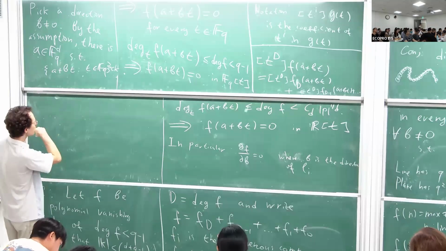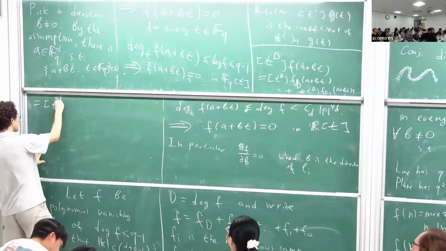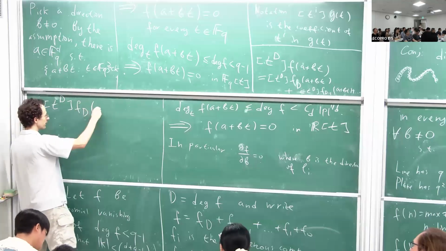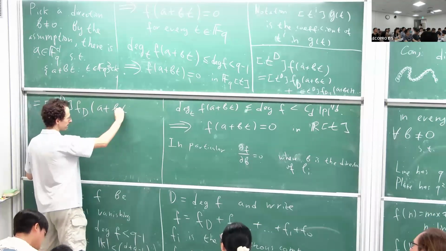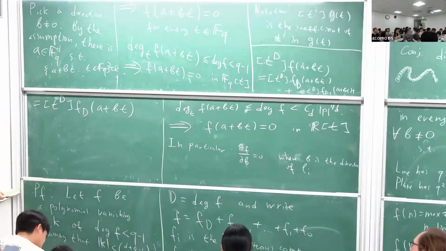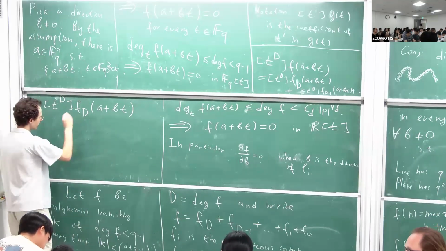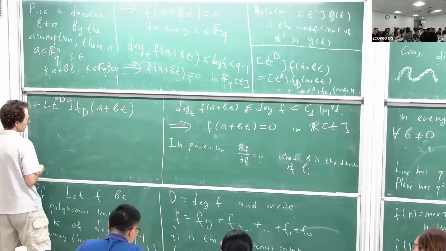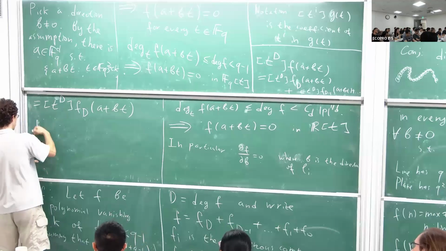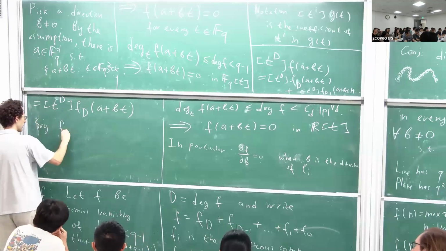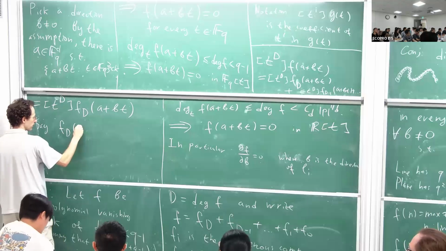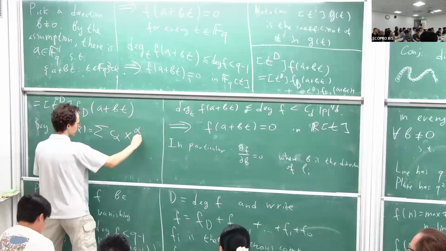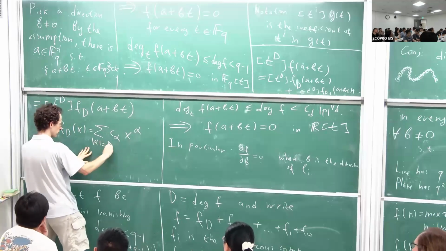All right, so this is going to be the coefficient of t to the D in f(a + bt). What does this thing look like? Well, let's just write it out. Say my f_D of x is just the sum of some coefficients times x to the alpha. These are all terms of degree exactly D.